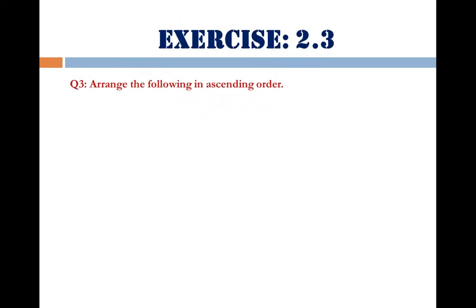Statement is arrange the following in ascending order. Students, ascend means to go up. You may say that it is the converse process of descending order. Here part number 2, the values are 4 over 5, 1 over 10, 2 over 15.